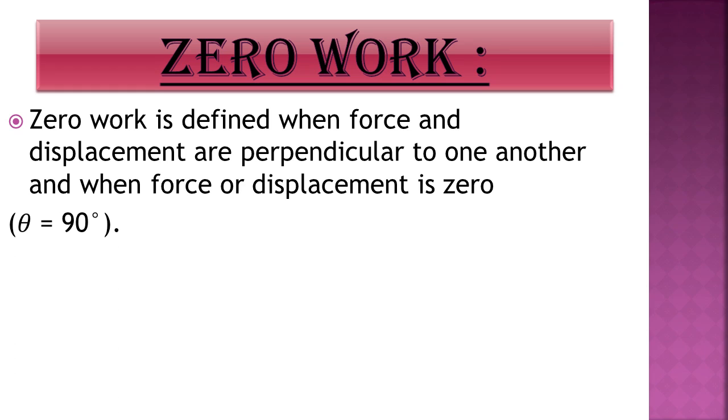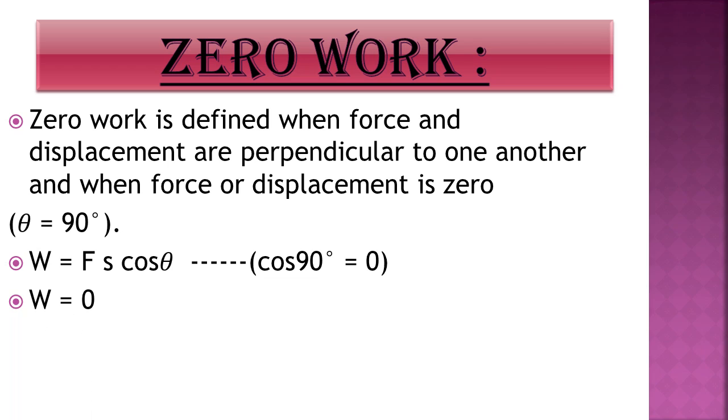Now here the value of theta is 90 degree. So let's put the value of theta as 90 degree in the formula. W = Fs cos theta. Here theta is 90 degree and cos 90 degree value is 0. So after putting 0, what we will get? We will get 0 work done.